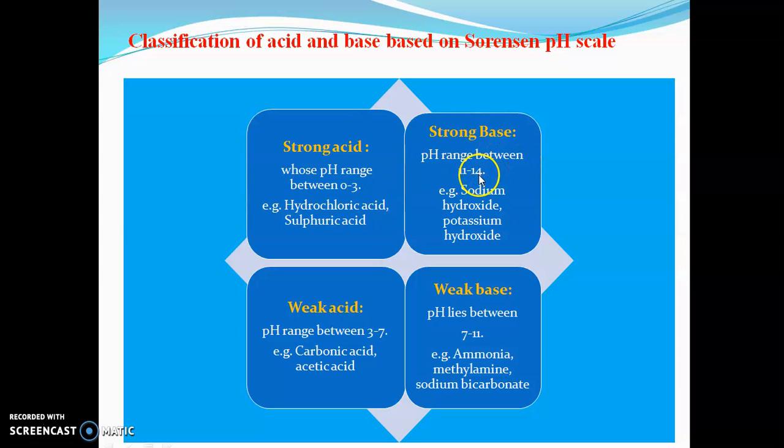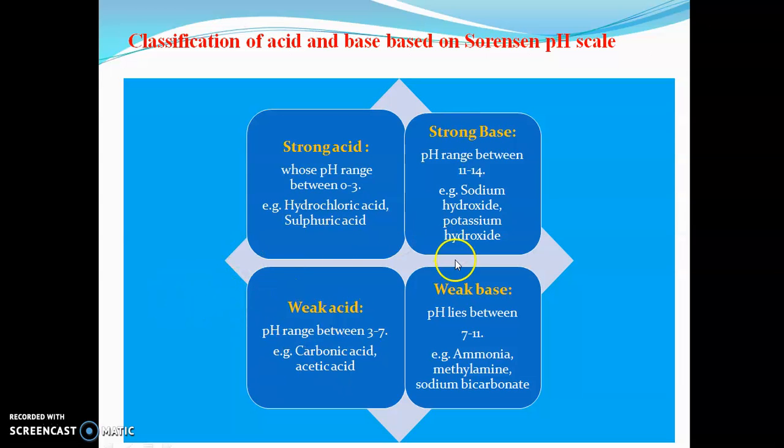Now second is a strong base. A base whose pH ranges between 11 to 14 is known as a strong base. For example, sodium hydroxide, potassium hydroxide and barium hydroxide. Now third one is a weak acid. An acid whose pH lies between 3 and 7 is known as a weak acid. For example, carbonic acid, acetic acid and phosphoric acid.